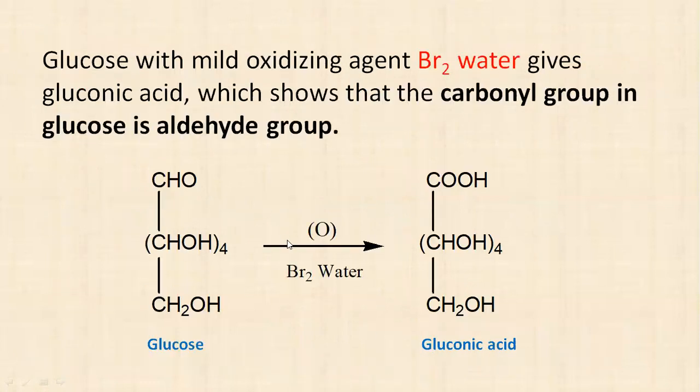Glucose with the mild oxidizing agent Br2 water shows an oxidation reaction, and gluconic acid is formed. Here the CHO group is converted into a COOH group, meaning glucose is converted into gluconic acid. So this reaction explains that the carbonyl group in glucose is an aldehyde group.